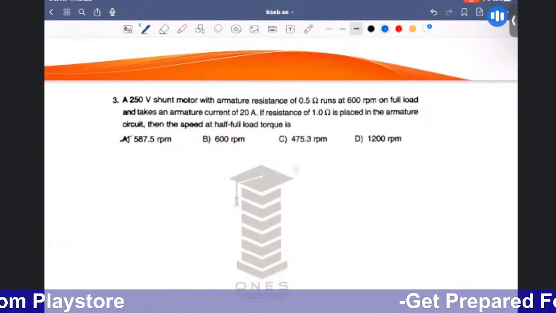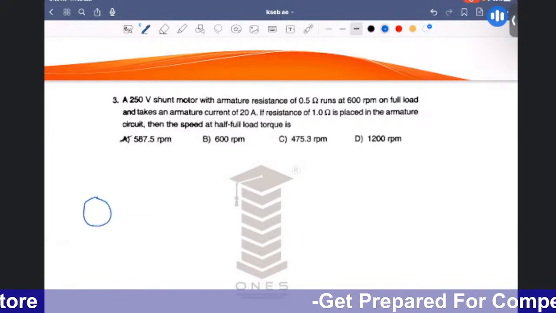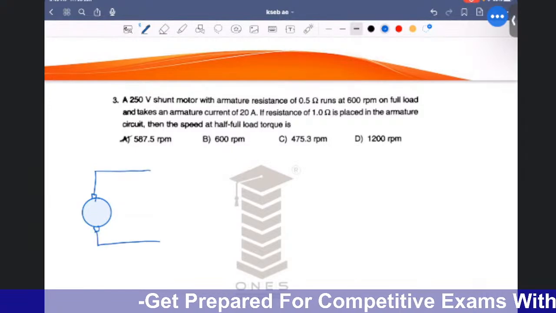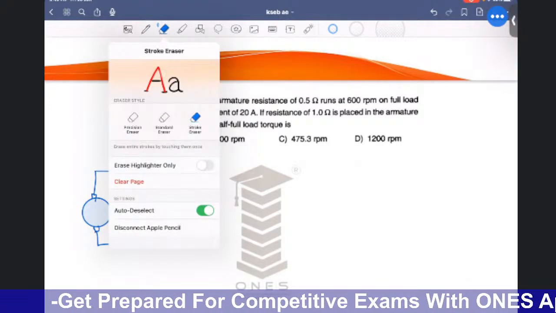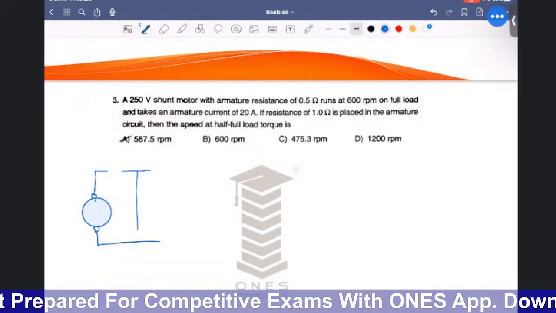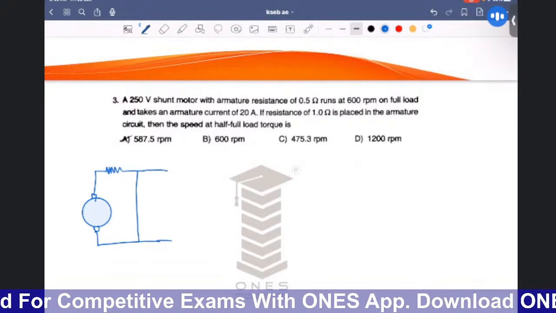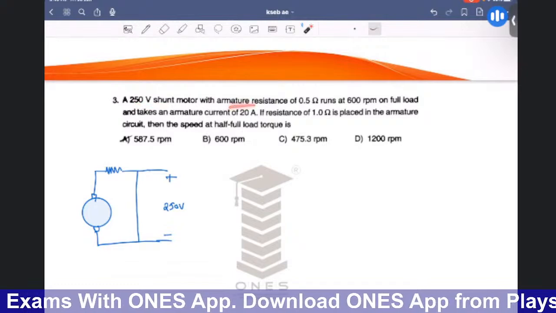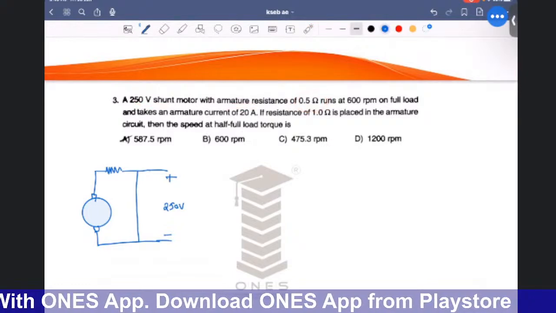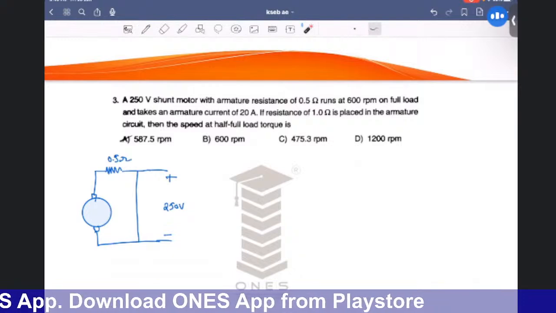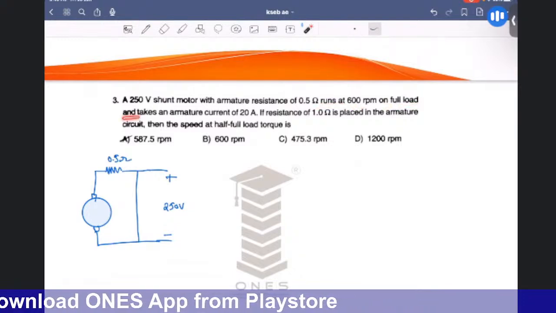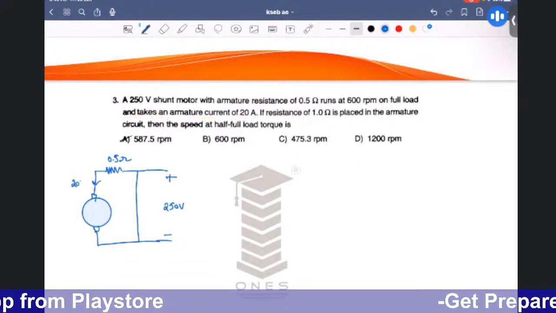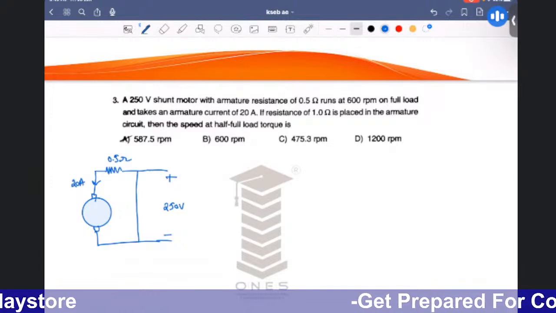A 250 volt shunt motor. Okay, എന്താണ്? We have a shunt motor. See, a 250 volt shunt motor with armature resistance of 0.5 ohm. Armature resistance is 0.5 ohm, runs at 600 rpm on full load and takes an armature current of 20 ampere. IA is 20 ampere. So idendana, it is a motor.